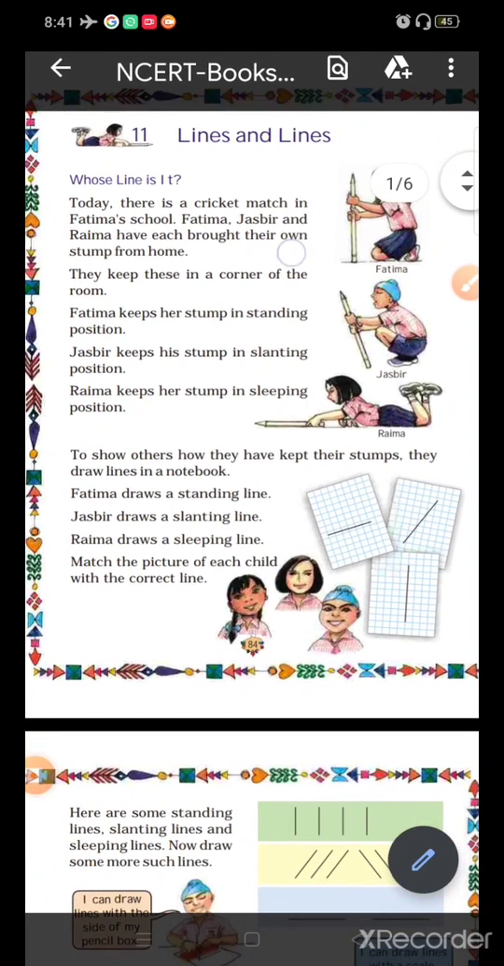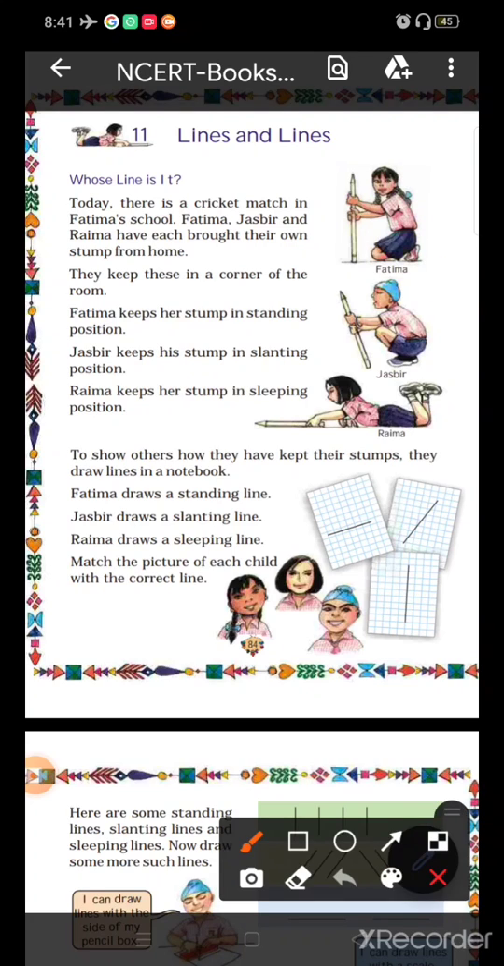This position is standing position. Jasbir keeps his stump in slanting position. This is slanting position. Okay. This one is standing position and this one is slanting position.